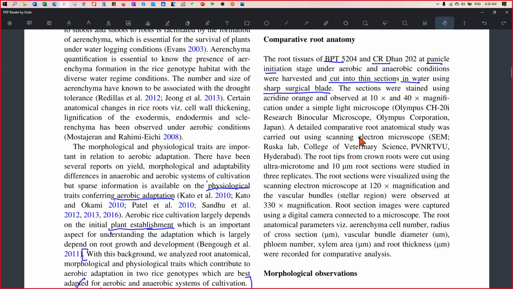The section was stained using acridine orange. So they say that after they made the section, they stained it using acridine orange. This is a histological stain.